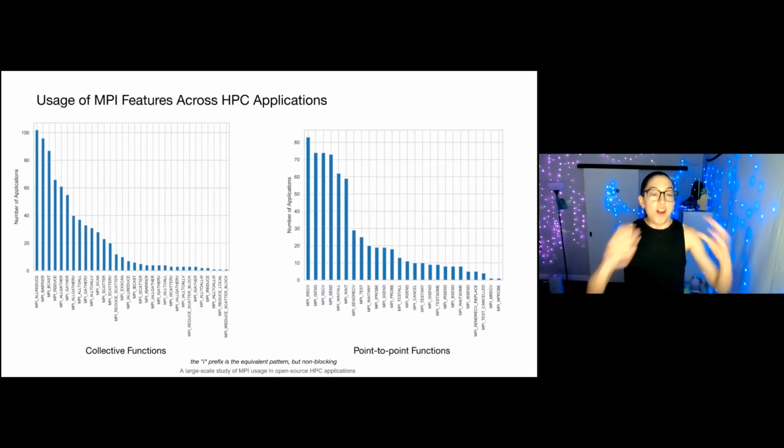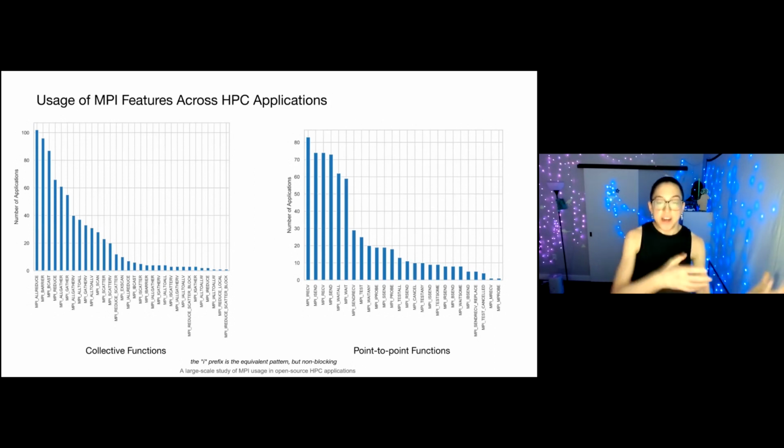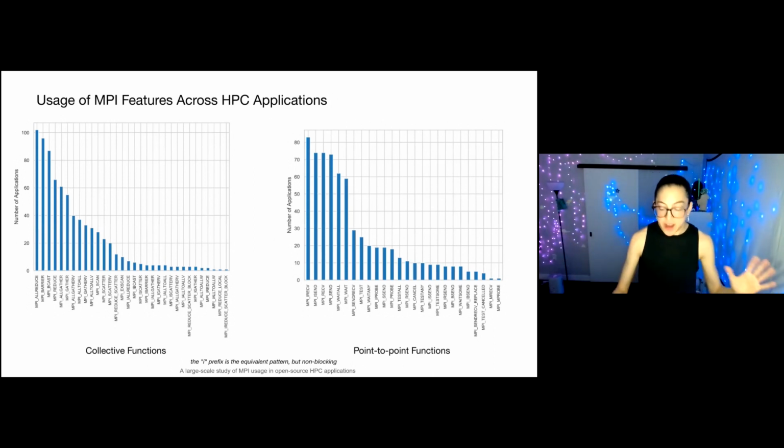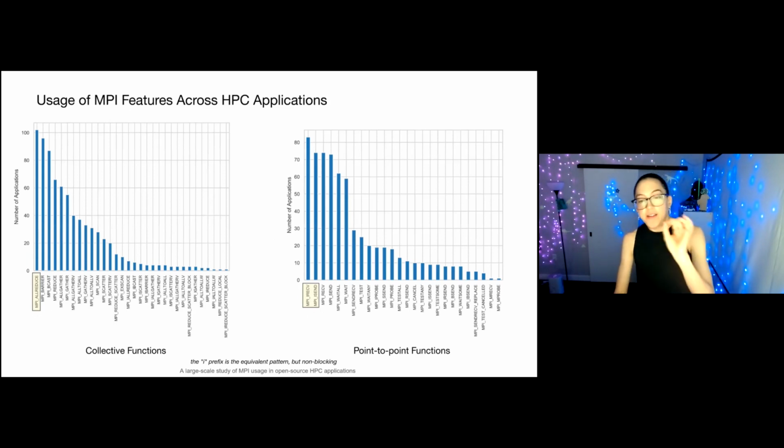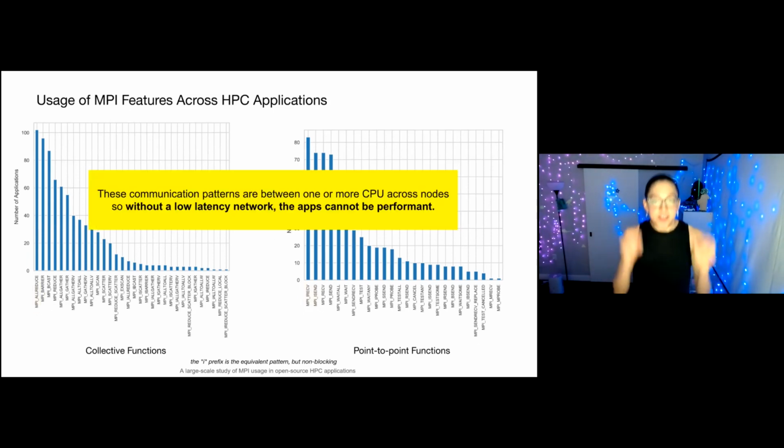And we can actually look at these calls for collective and point-to-point across HPC applications. And as I mentioned, MPI all reduce is the most popular collective call, and then send and receive are the most popular point-to-point functions. So I must stress that because of these communication patterns, without a low latency network, the apps absolutely cannot be performant.